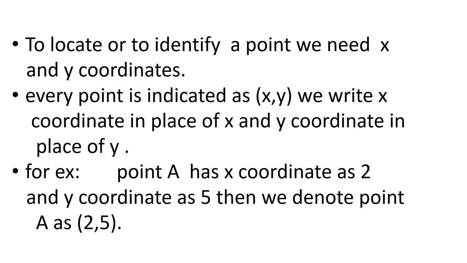Every point is indicated as (x, y), written in brackets. We write the x coordinate in place of x and the y coordinate in place of y. For example, point A has x coordinate 2 and y coordinate 5. Then we denote point A as (2, 5). So (2, 5) will always be written in brackets. The first number indicates that the x coordinate is 2 and the y coordinate is 5.